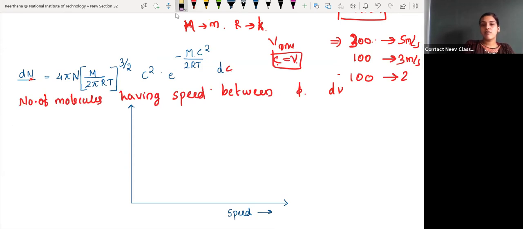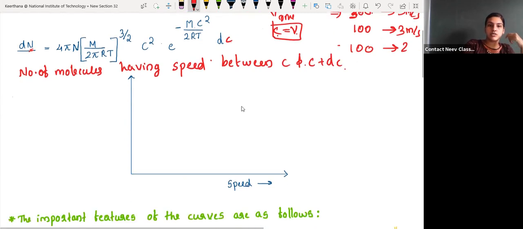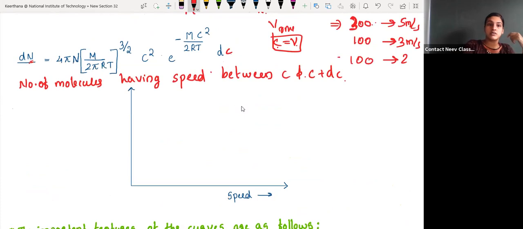So dn represents the number of molecules having velocity between c and c plus dc. And I can rewrite this equation, just a minute. Where should I write?